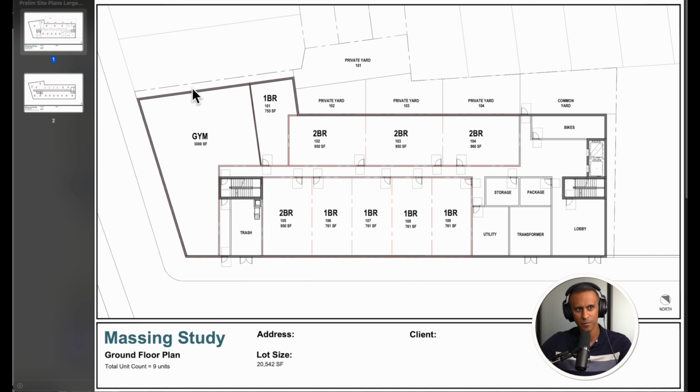Unfortunately for us, because in this case there is an existing neighboring building with the window, we had to set back our building from that lot line.